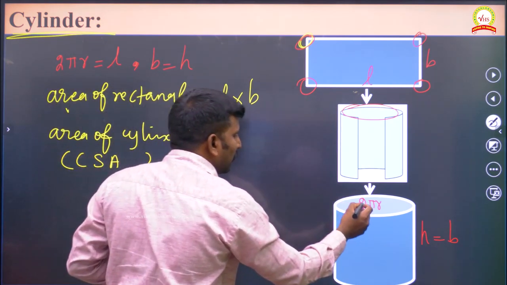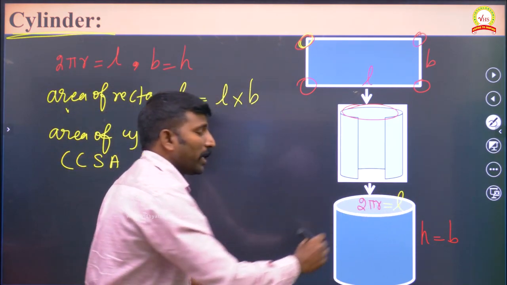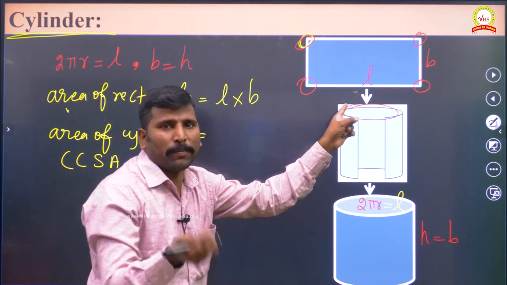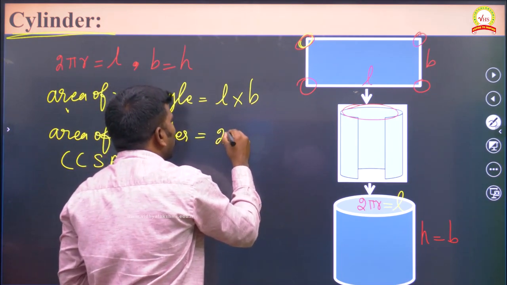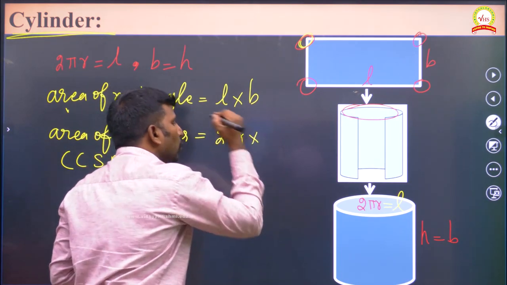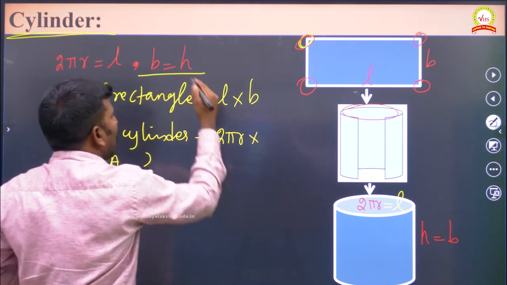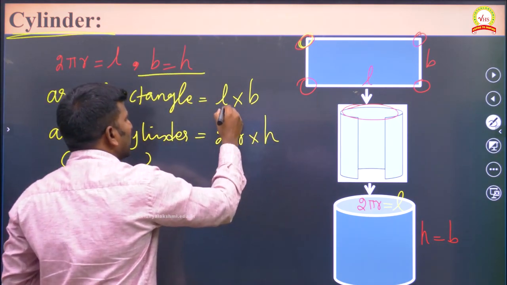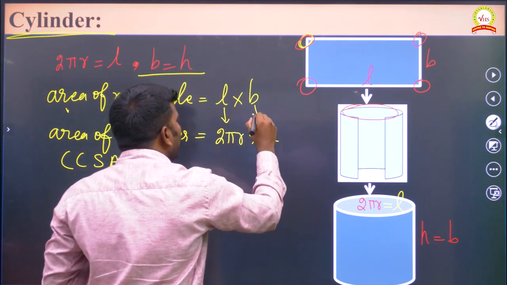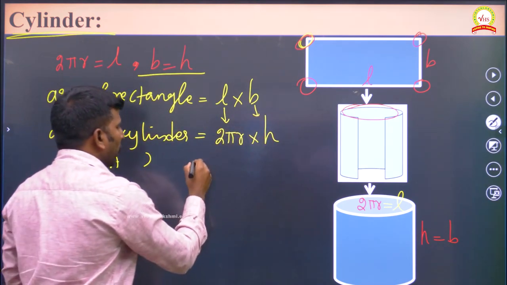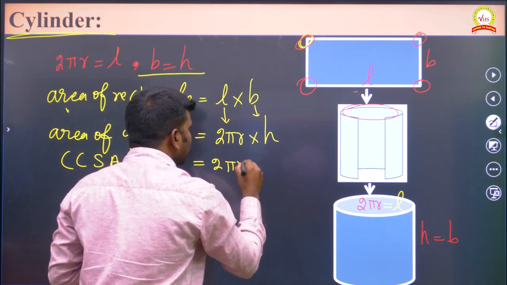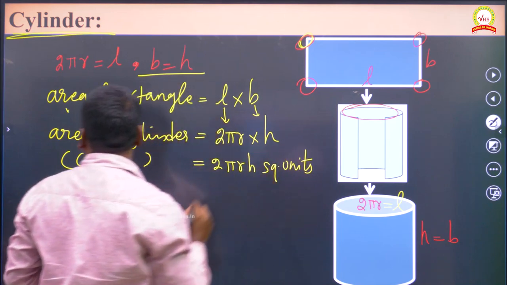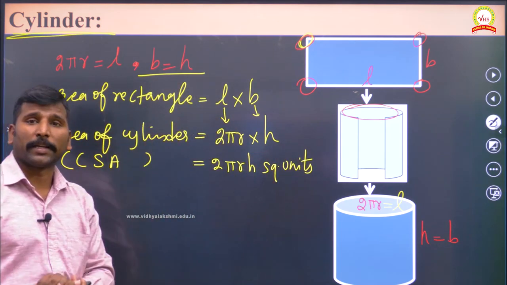So length L is equal to 2 pi r, as I told you, because this L changed into the circular formation. So L is 2 pi r into B, and B is equal to h. So instead of B I am writing h. See, this L I am writing as 2 pi r, and B I am writing as h. So what am I getting? 2 pi r into h. This is the CSA of a cylinder.